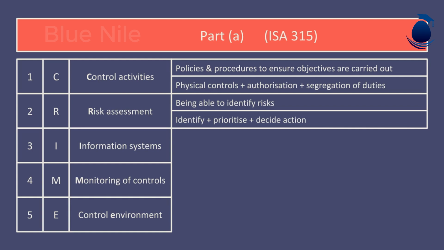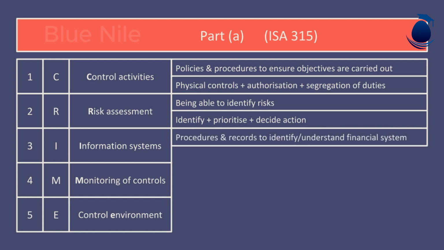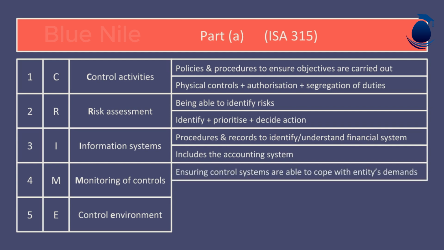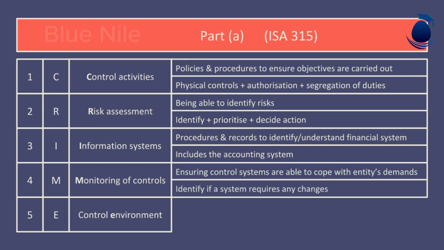Information systems are those procedures and records to be able to identify and understand how the financial system works. This includes the accounting system. Monitoring of controls is the process of ensuring control systems are able to cope with the entity's demands. With regular monitoring, they can identify if a system requires any changes before it affects the strength of the control.